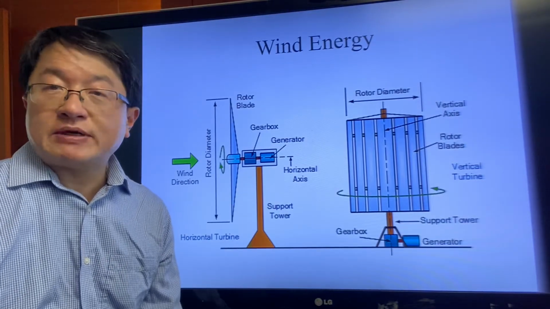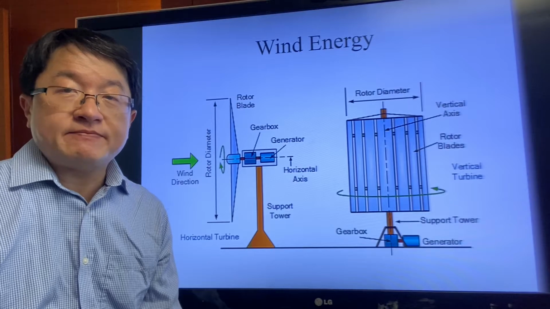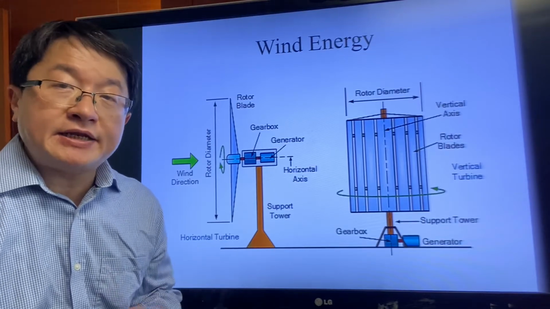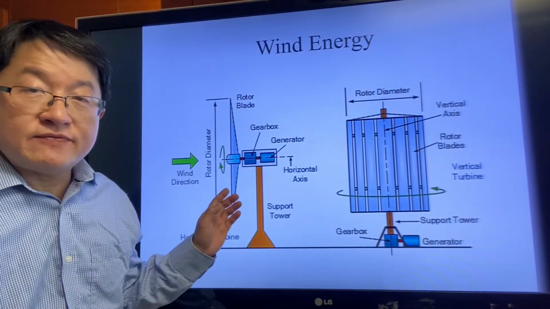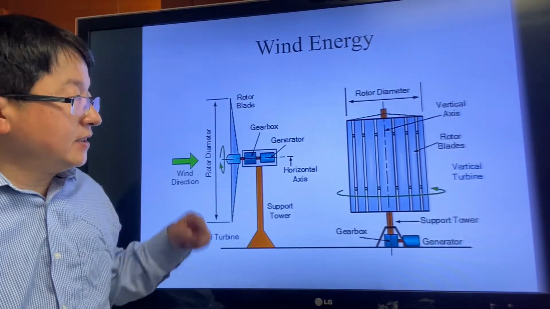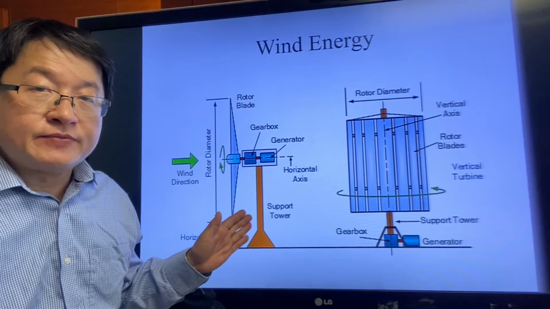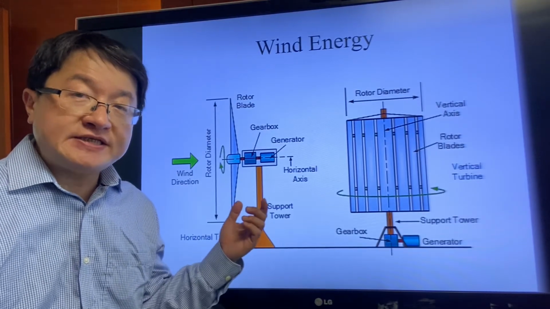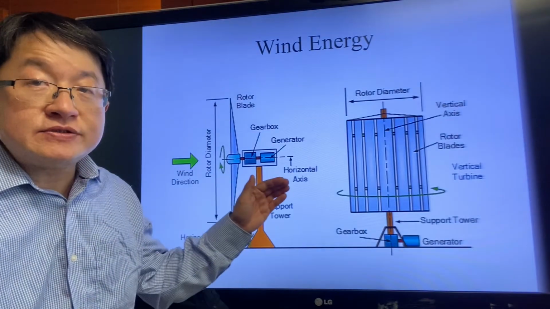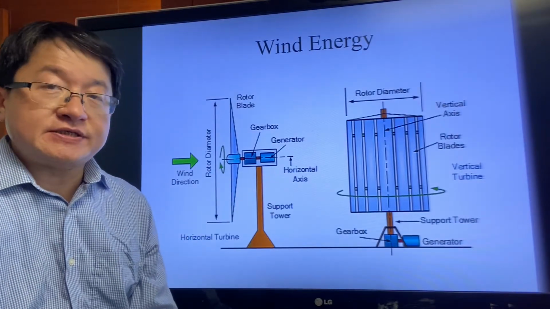The first type is very popular. You can easily find it in many installations, for example on Nam Ao Island in Hong Kong. It has a horizontal axis and the wind turbine rotates in a vertical plane. This type of wind turbine has to face the wind direction in order to maximize the efficiency.